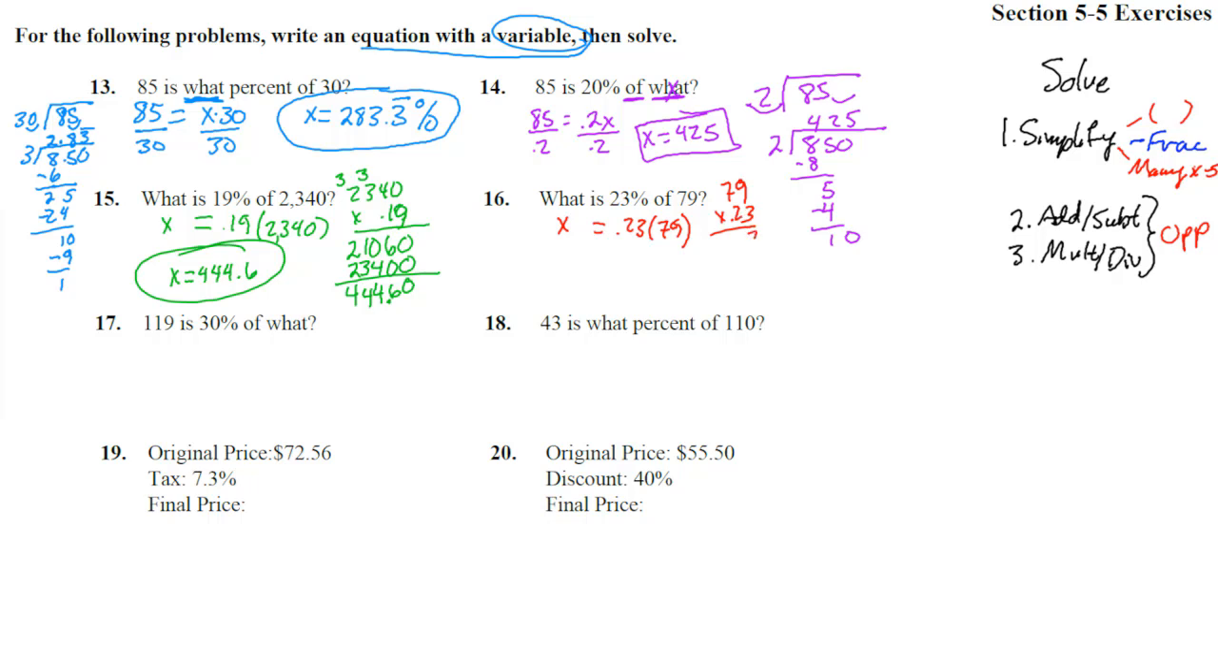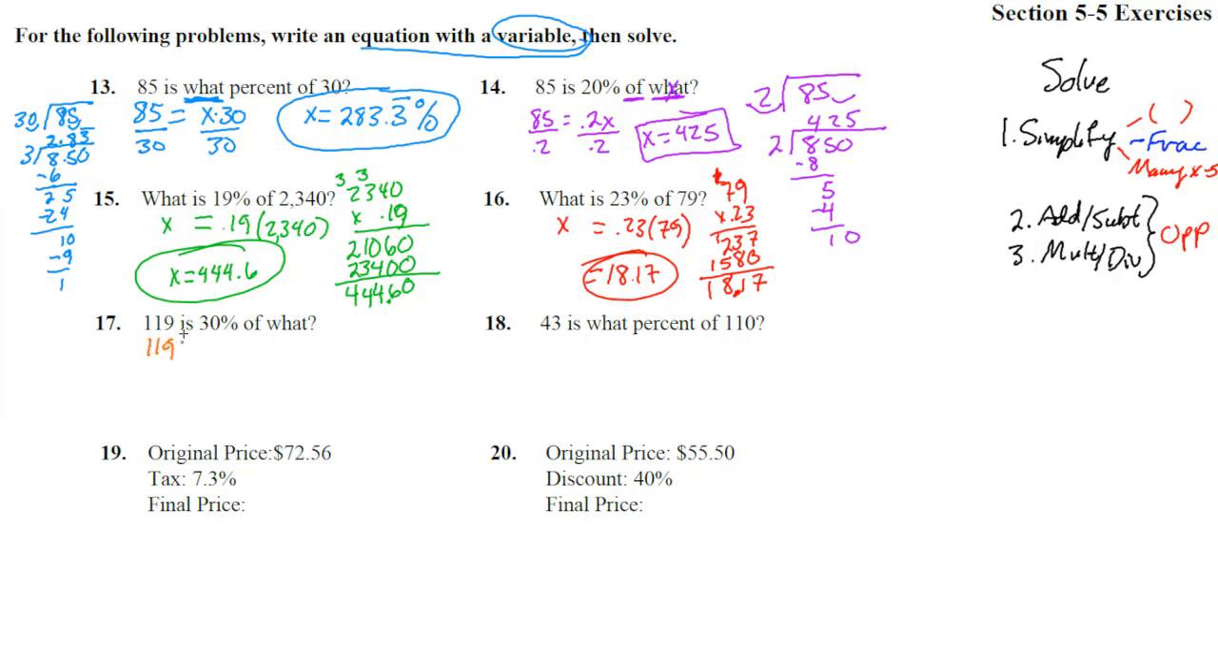3 times 9 is 27, carry the 2. 3 times 7 is 21, plus 2 is 23. Then 0 for that next row. 2 times 9 is 18. And 2 times 7 is 14, plus the 1 is 15. Add these, 7. 3 plus 8 is 11. 1 plus 2 is 3, plus 5 is 8, and a 1. And we have 1, 2 decimal places. 1, 2 decimal places, so x is going to equal 18.17. All right, number 17.